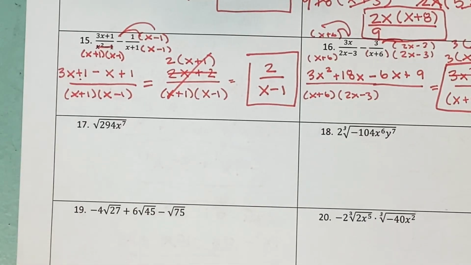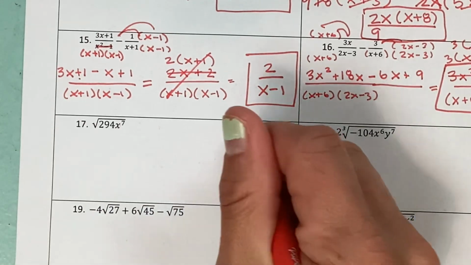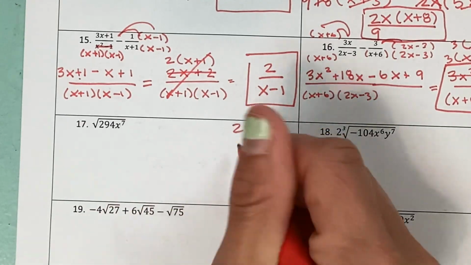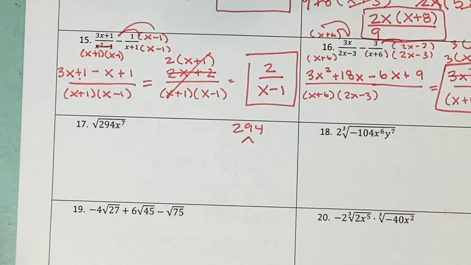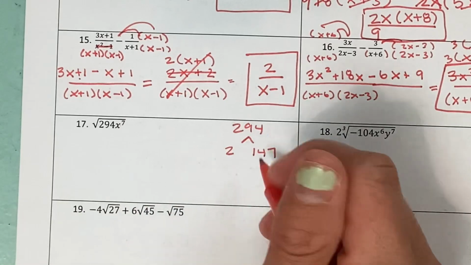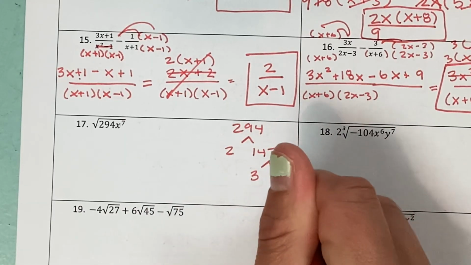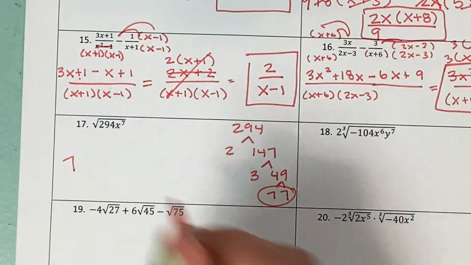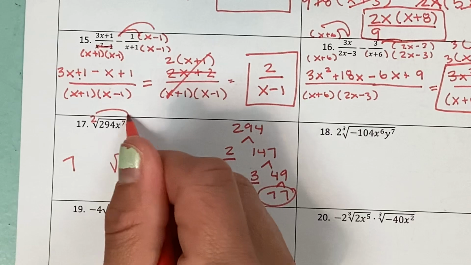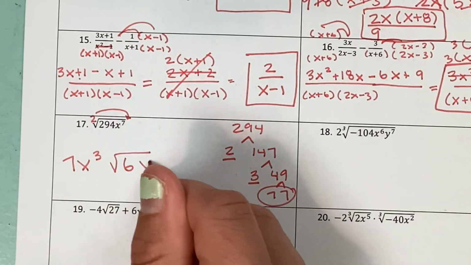All right. 294, I'm going to try to break down. 294... Oh my goodness. 2 and 147. 3 and 49. And 7 and 7. So pair of 7s goes on the outside. The 2 and the 3 are going to get multiplied and go back in. And then 2 goes into 7 3 times with 1 left over.